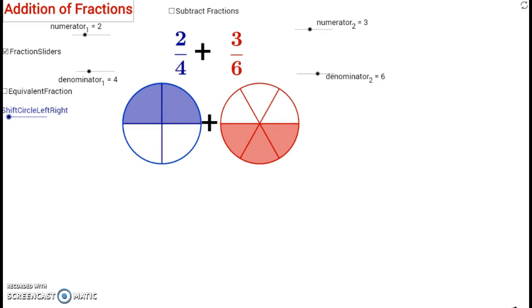Before I send you on your own, let's do one last problem together. This time, let's work with 2/4 and 3/6. What steps should be taken to make the fractions have common denominators? Go ahead and pause the video to do this on your notebook paper, but remember to show all of your work.